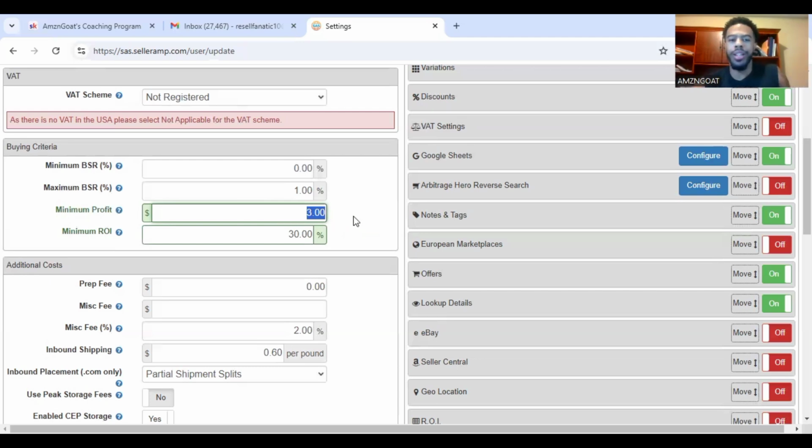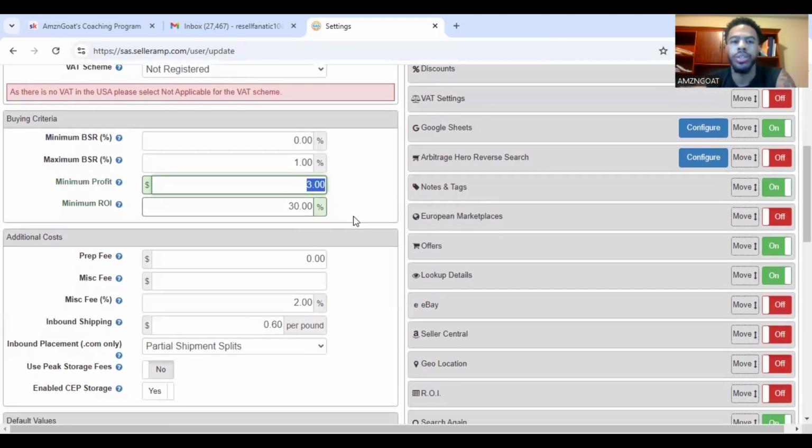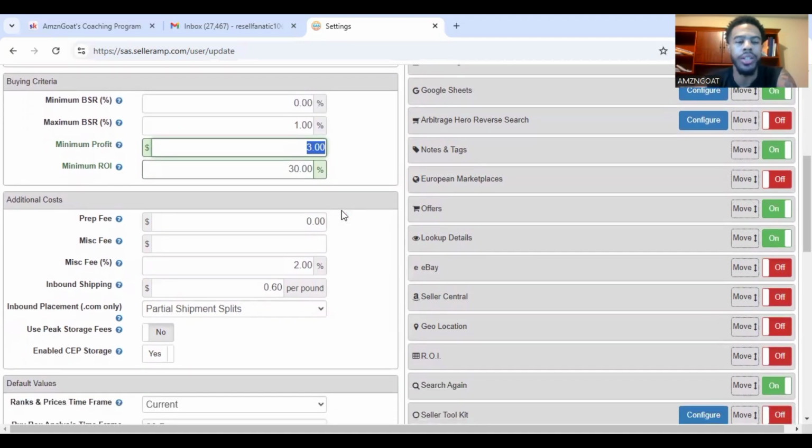Just because it lights up red does not mean that it's a bad product to sell. It obviously depends on a lot of other factors as to whether it's a solid product to sell or not. Does it move fast? Is it a product that doesn't get returned so often? Is there a low return rate? All of those good things come into play that you have to take into consideration as well. So that's the buying criteria section.